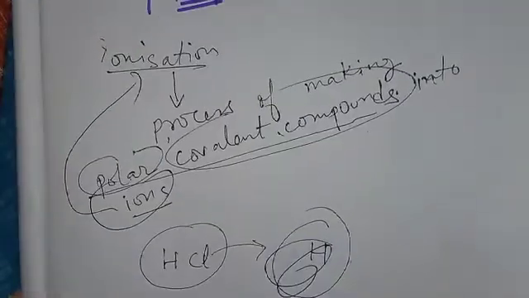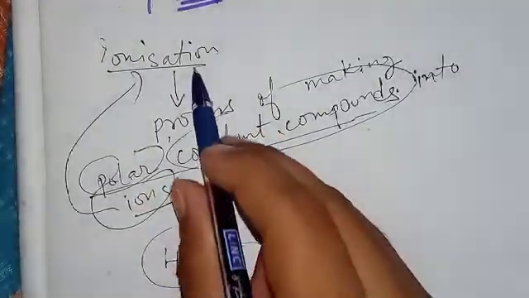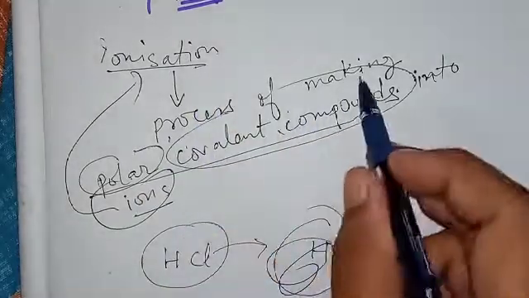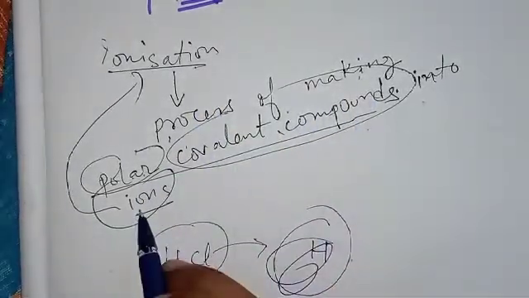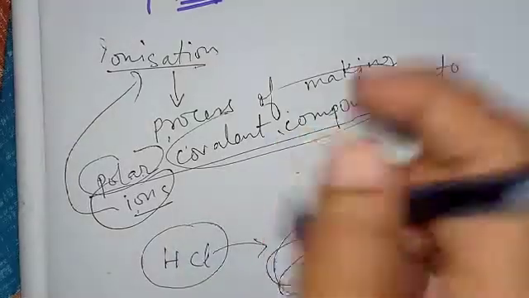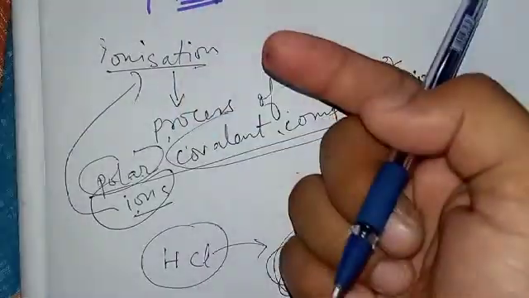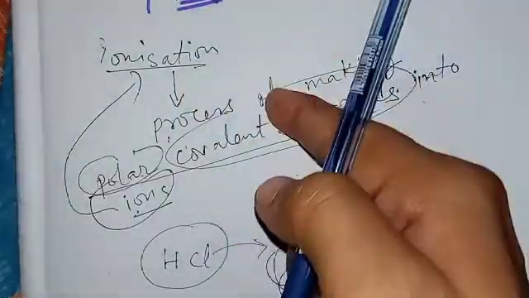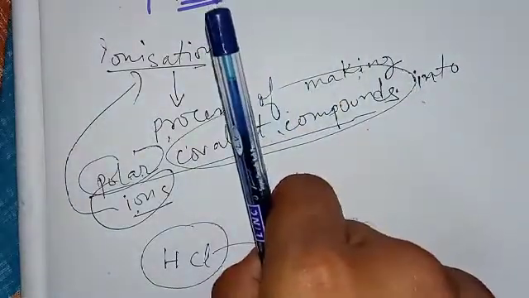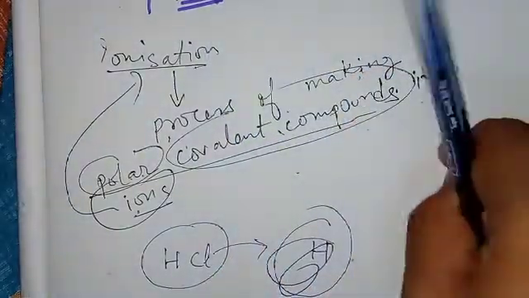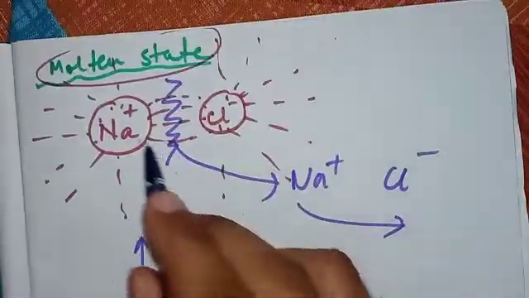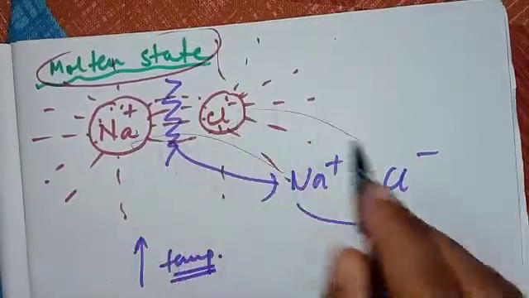Okay, my dear students, now let us try to understand about ionization. Ionization is the process of making polar covalent compounds into ions. That means they are not ionic in nature. In the previous case we saw the electrovalent compounds. Electrolytic dissociation is for electrovalent or ionic compounds. That is, we are just dissociating the compound into their constituent ions.